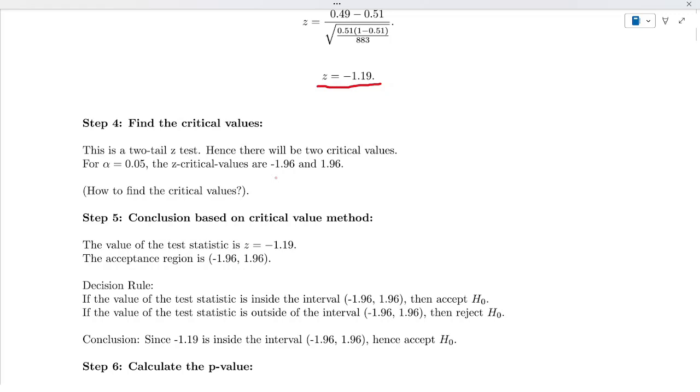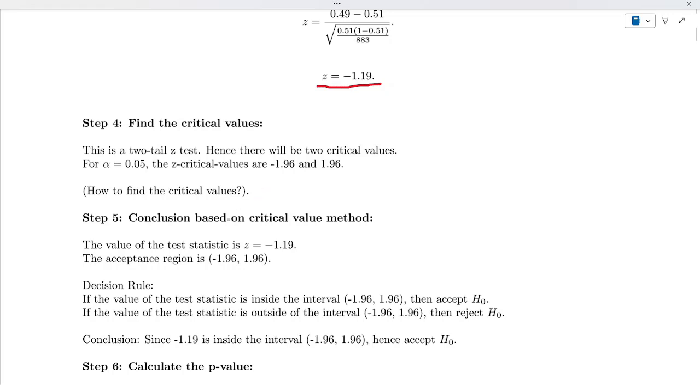Now here one can ask how we can find the critical values. Well, for that I'll create a separate video. I will provide the link in the description box. You can check out the video from there. For now, you can remember that for a two-tailed Z-test, for significance level 5%, the critical values are always plus minus 1.96. And this is very common. Every statistics student remembers them.